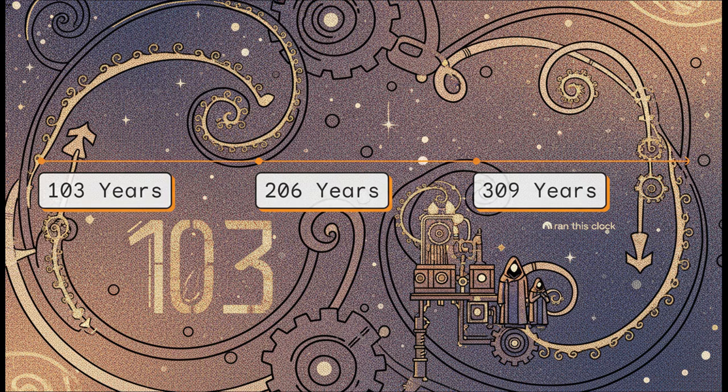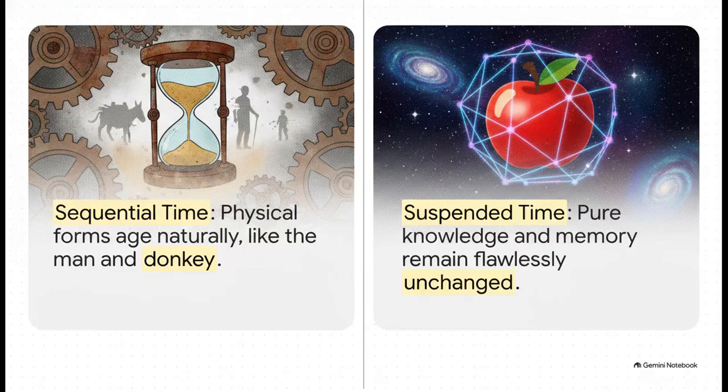It is a brilliant system where time literally folds in on itself to calculate the exact exit point from the cave. And this mechanism actually bifurcates time entirely, as we see in verse 259. You have sequential time, where physical things, like a man and a donkey, age naturally. But right alongside it, you have suspended time, where over the exact same span, the fruit remains perfectly unchanged and untouched. The physical reality decays sequentially, but the pure knowledge of the book remains flawlessly suspended.